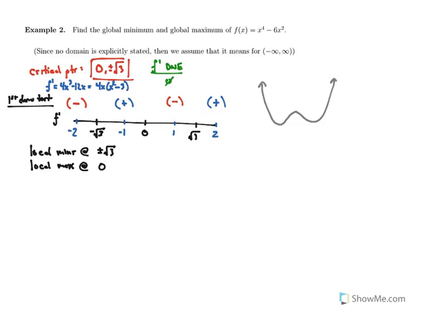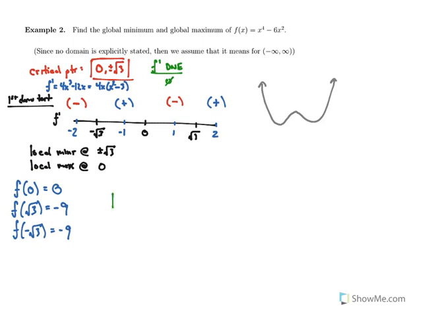All right, it might help to find what are the actual function values at these points. F of 0 is 0. F of square root of 3 is going to be negative 9. F of negative square root of 3 is also going to be negative 9. So if we adjust those points, we know we have a global min at positive negative square root of 3.